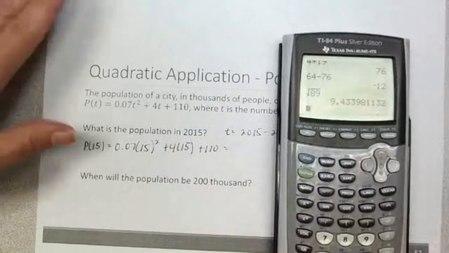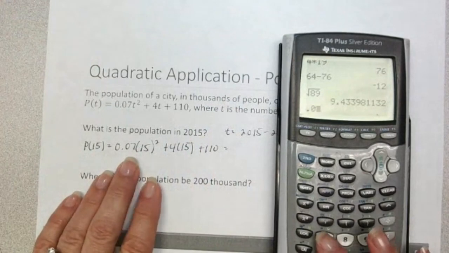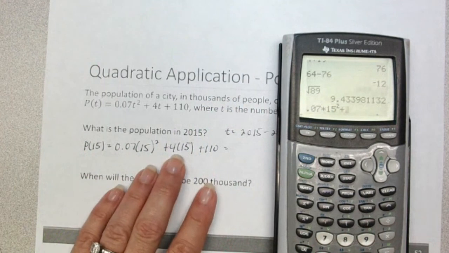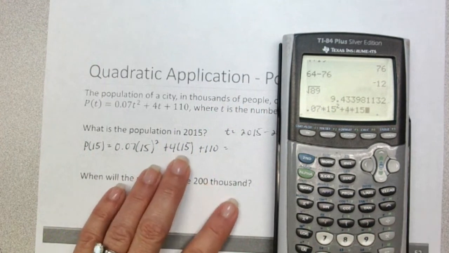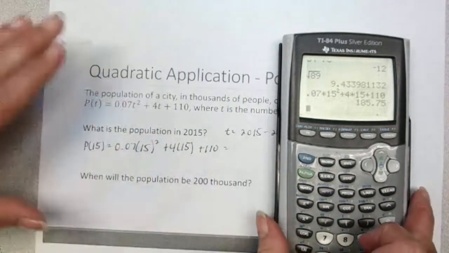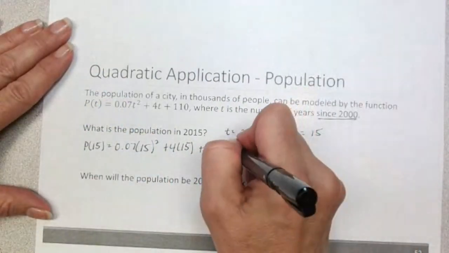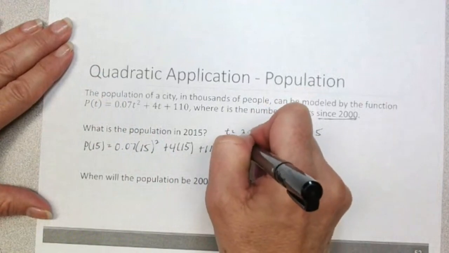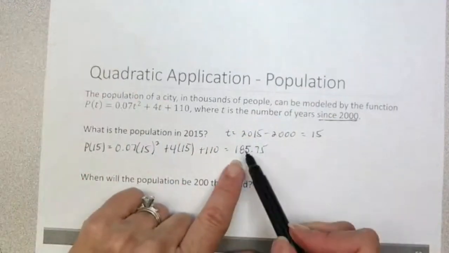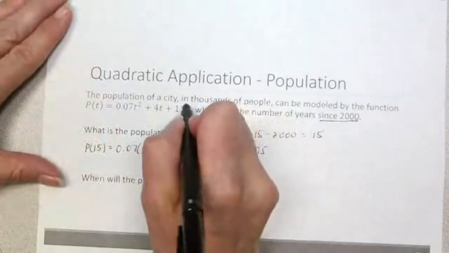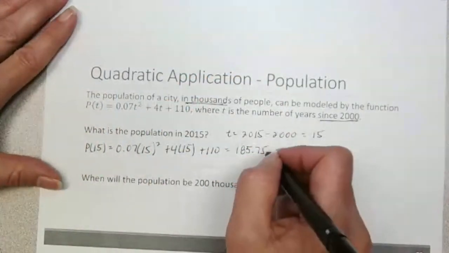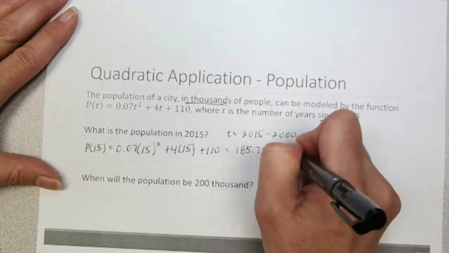I'll put that in a calculator to see what that's going to be. 0.07 times 15 squared plus 4 times 15 plus 110. 185.75. Does it make sense to have a decimal here when we're dealing with population? Well, it wouldn't if it was the number of people, but look, this is in thousands. So we would say 185.75 thousand, or that's kind of awkward, isn't it?